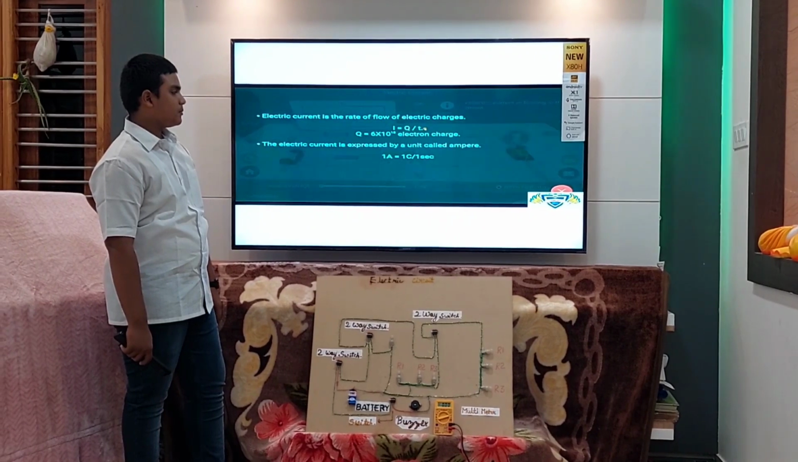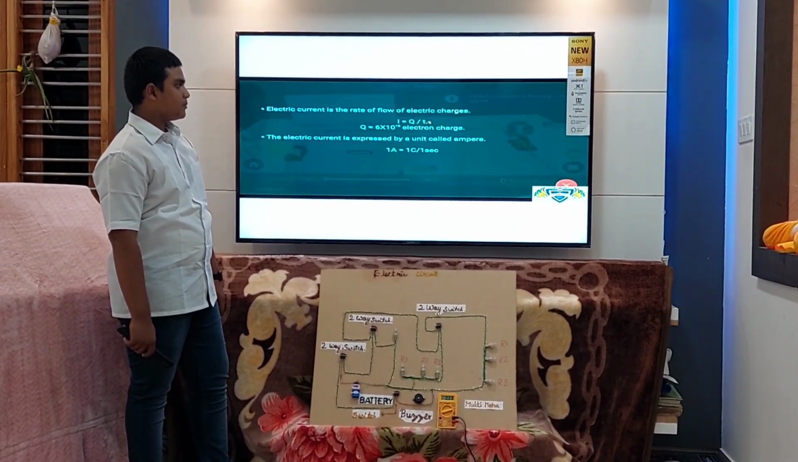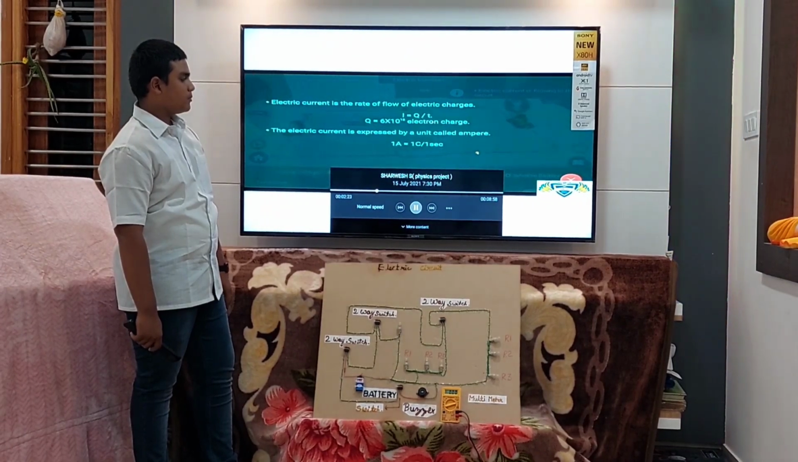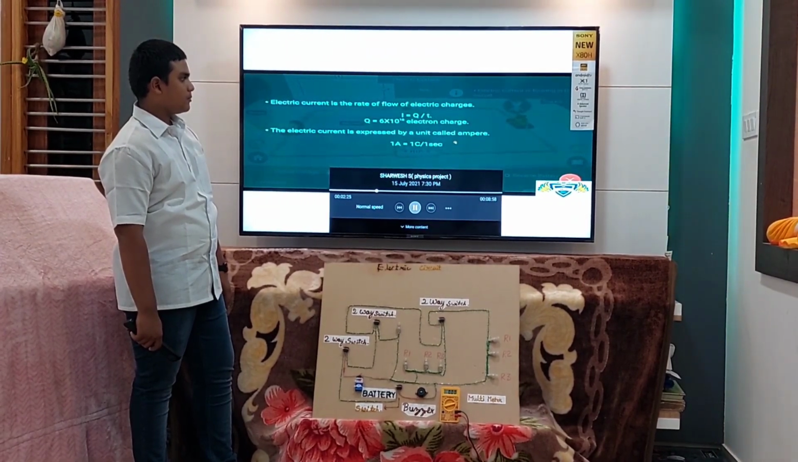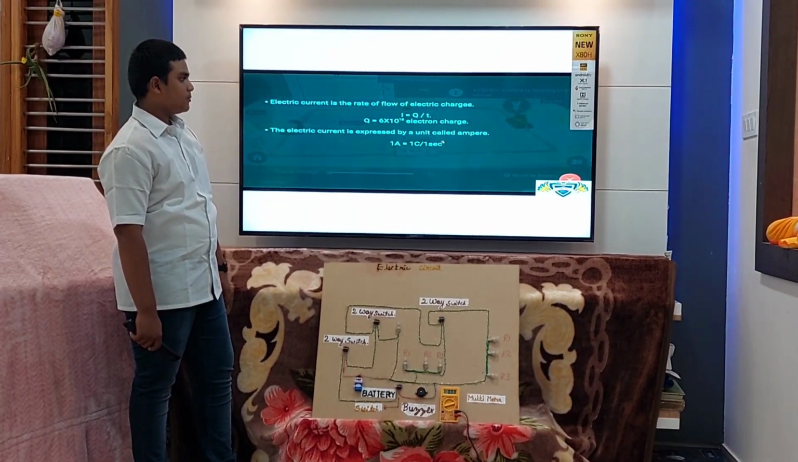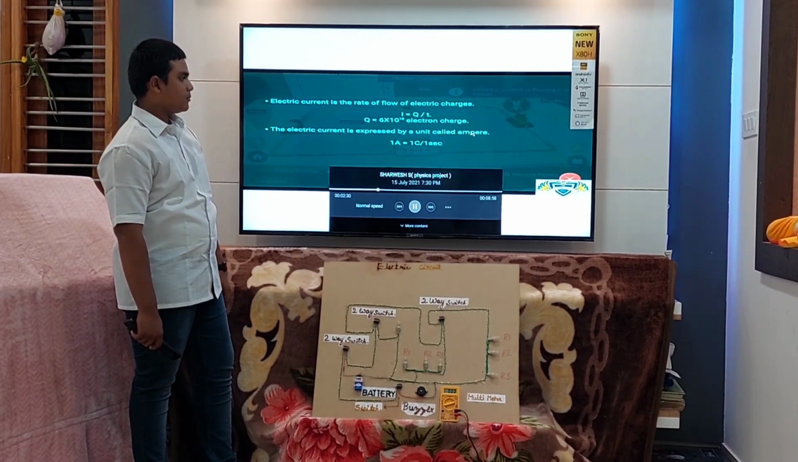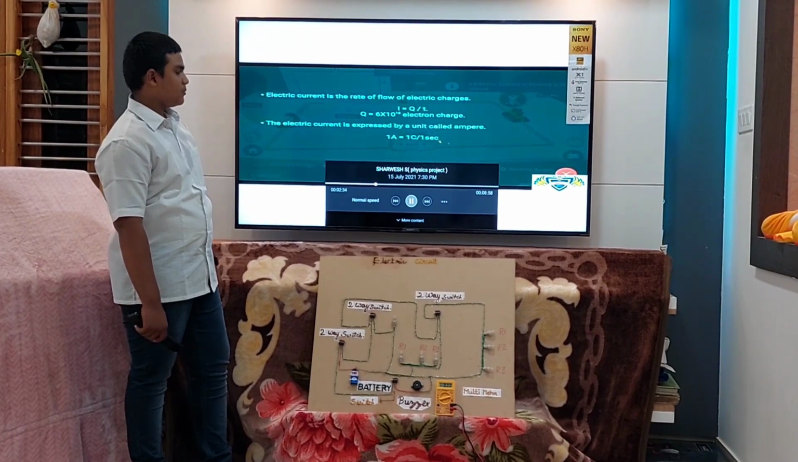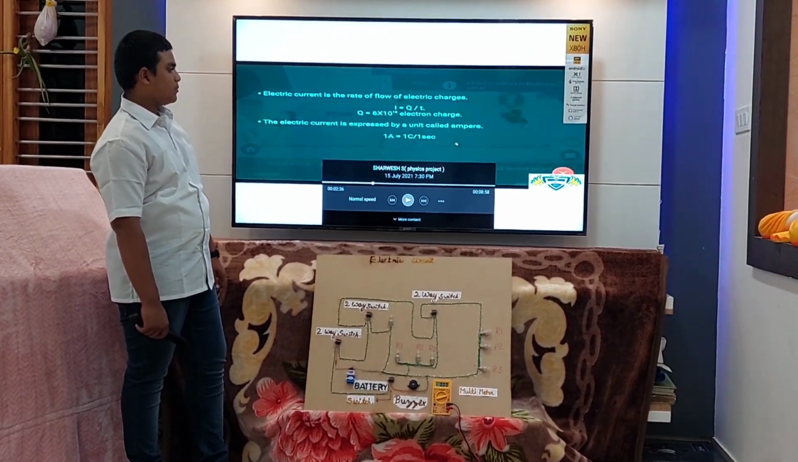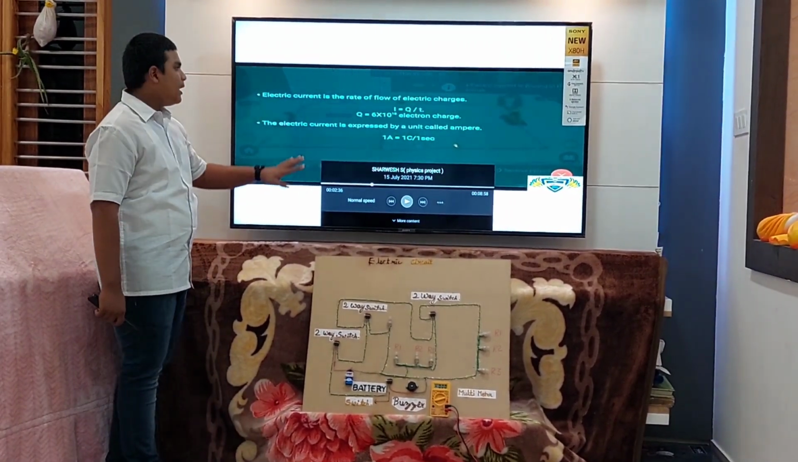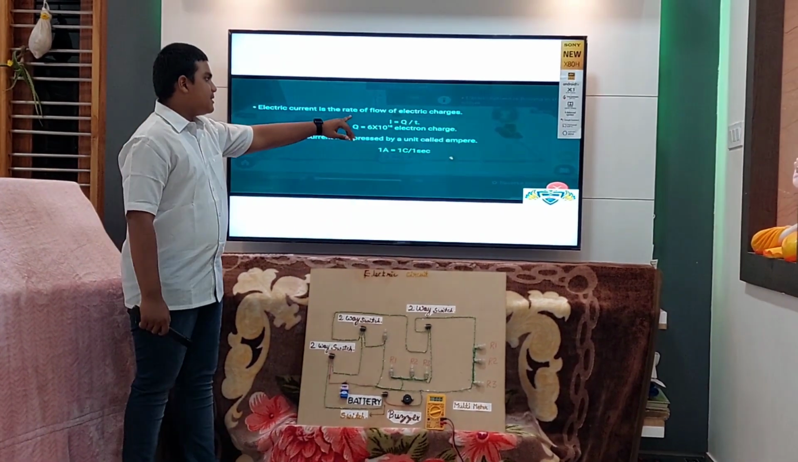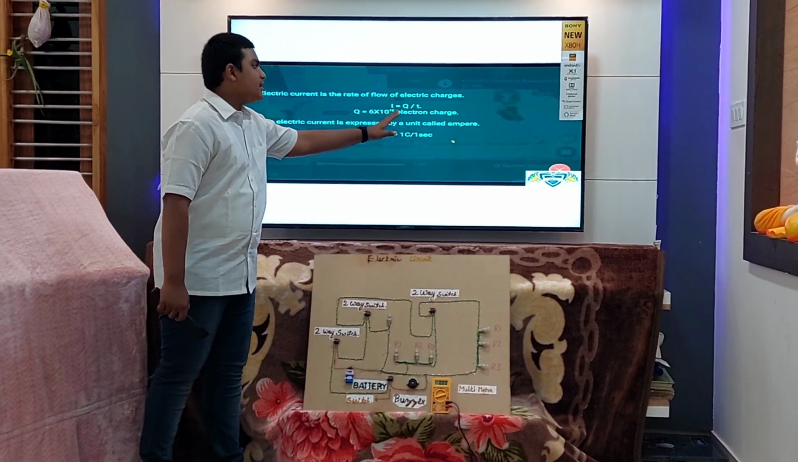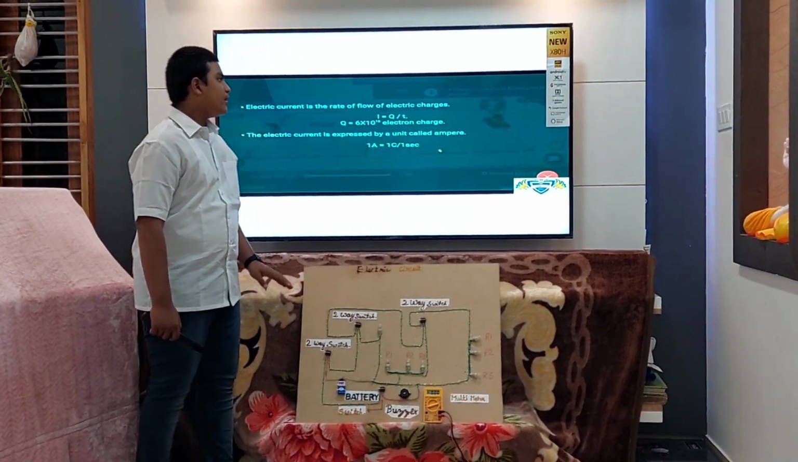The SI unit of electric charge is coulomb, which is equivalent to the charge contained in nearly 6 into 10 to the power 18 electrons. The electric current is expressed by a unit called ampere. 1 ampere is constituted by the flow of 1 coulomb of charge per second. Electric current is the rate of flow of electric charge, I equals Q by t.